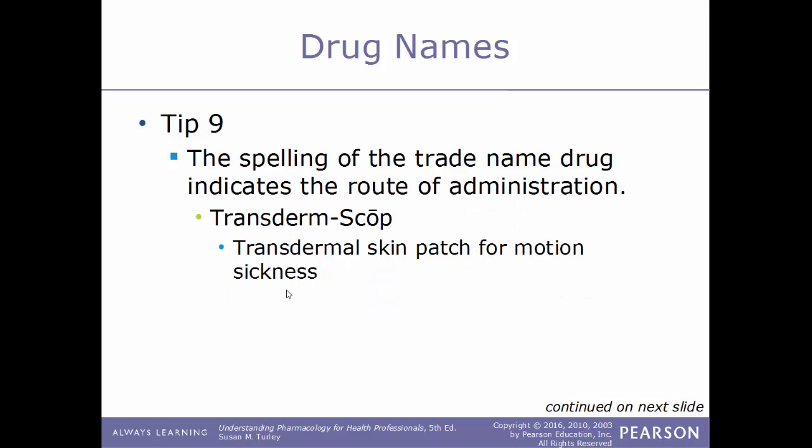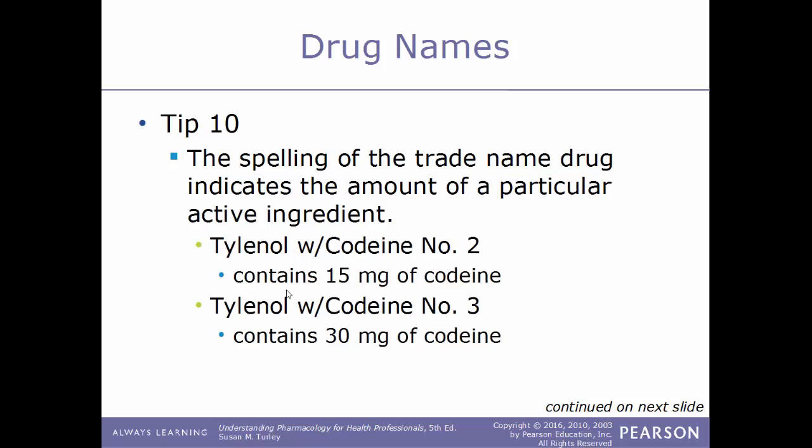Tip number 9, the spelling of the trade name indicates the route of administration. Transderm Scop. Transderm is a reference to a transdermal skin patch. Tip number 10, the spelling of the trade name indicates the amount of the particular active ingredient. We have 2 examples here. Both involve Tylenol. Tylenol with codeine number 2 contains 15 milligrams of codeine. Tylenol with codeine number 3 contains 30 milligrams of codeine.